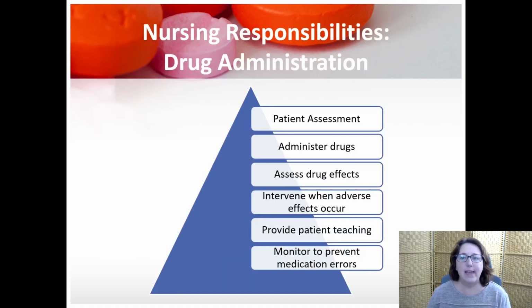Nursing responsibilities related to pharmacotherapeutics or drug administration have to do with patient assessment. We always need to complete our assessment steps first, then actually administer the drugs, assess drug effects, so therapeutic effects and adverse effects, intervene when unpleasant or undesirable adverse effects occur, so helping with comfort and safety measures, provide patient teaching on drugs and the drug regimen, and monitor to prevent medication errors. Being knowledgeable about drugs or medications is what enables us as nurses to carry out these responsibilities.